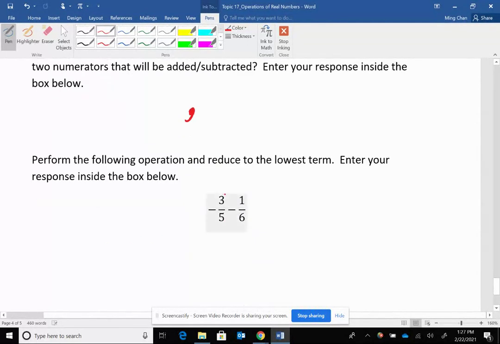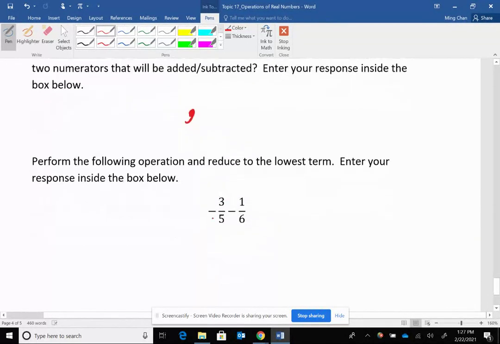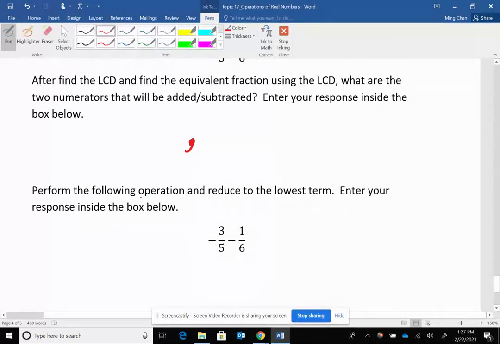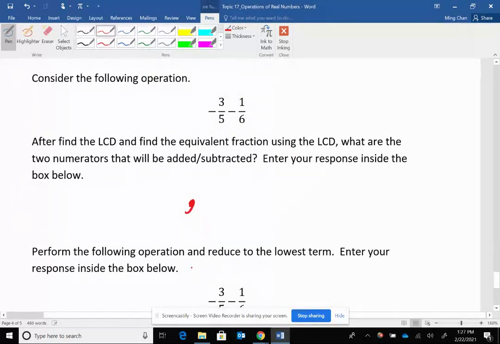All right, this one is the same problem as that one, right? So now, once you know what the 2 new numerators are, then perform the following operation. Make sure you reduce to the lowest terms. So this question and that question kind of go together, right? But they're 2 separate questions.